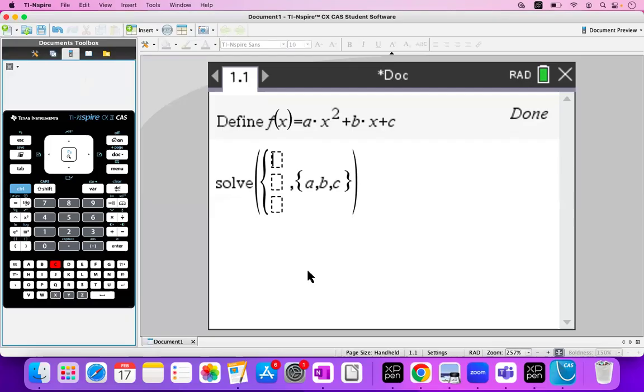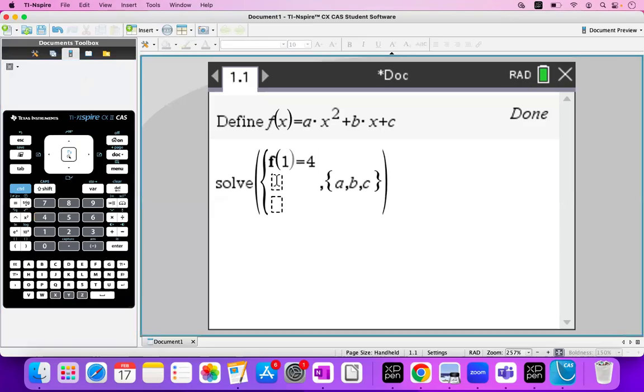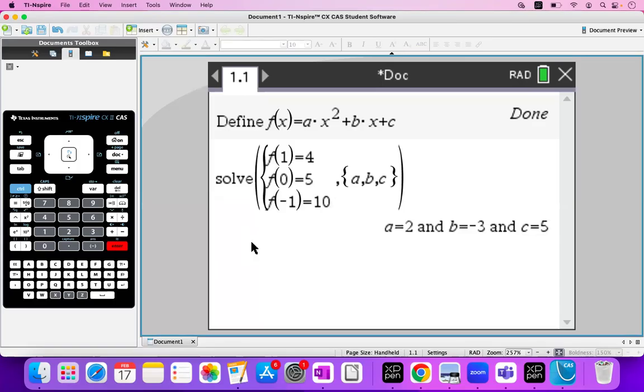The first point I have is 1 and 4. So I write f of 1 equals 4, like that. That is the point 1, 4. The second point is f of 0: when x equals 0, y equals 5. And then the third point is, I think, just -1 and 10, like that. So you have 3 points. That's how you do it on the CAS. And then when you enter, it gives you the values of a, b, c nicely.